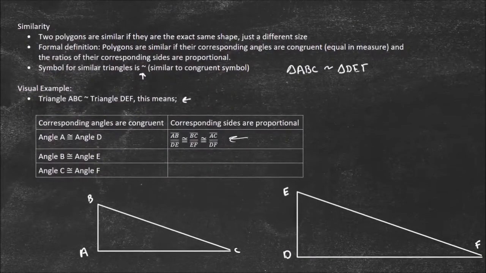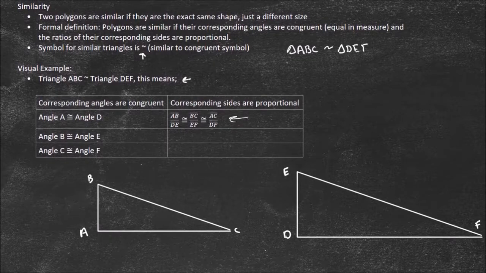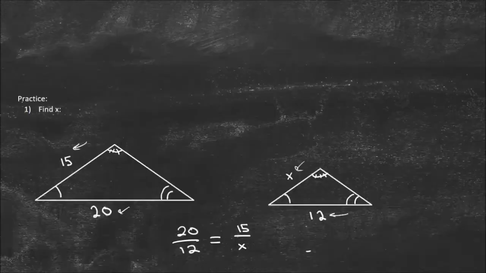Did I say they're congruent here? This should be AB over DE equals BC over EF, and AC over DF equals BC over EF. That should be equals, not congruent. Okay.